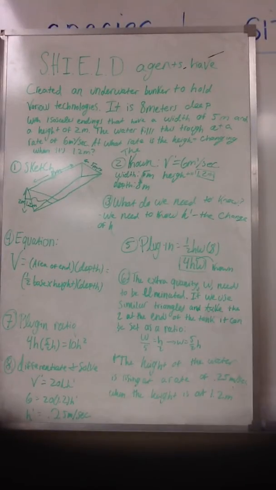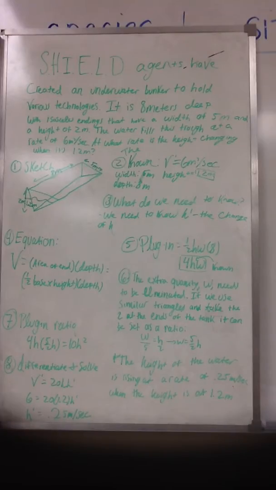Shield agents have created an underwater bunker to hold various technologies. It is 8 meters deep with isosceles endings that have a width of 5 meters and a height of 2 meters. The water fills this trough at a rate of 6 meters cubed per second. So what you want to find is at what rate is the height changing when it is at 1.2 meters.